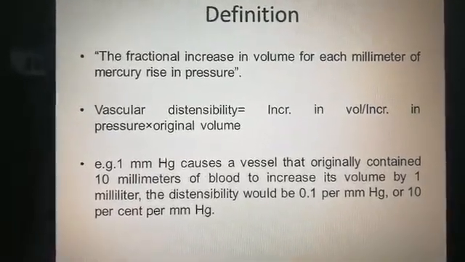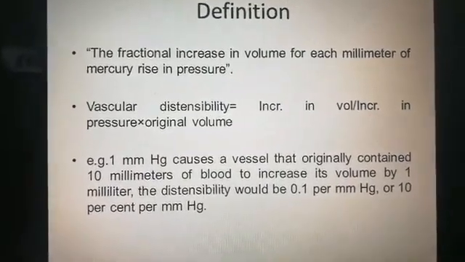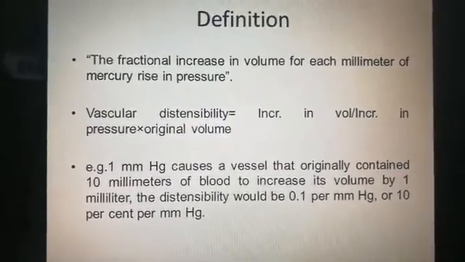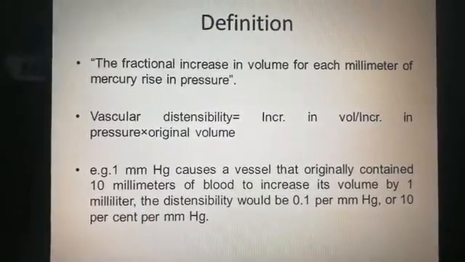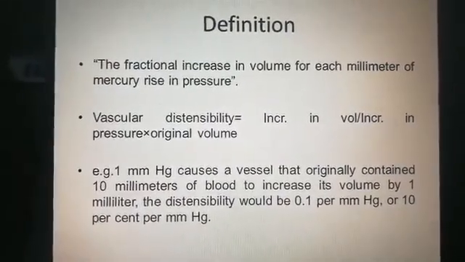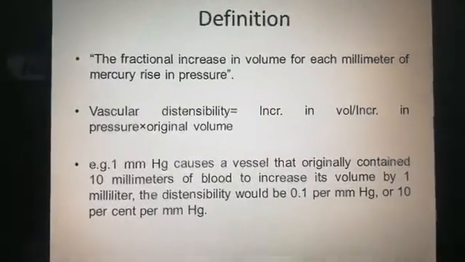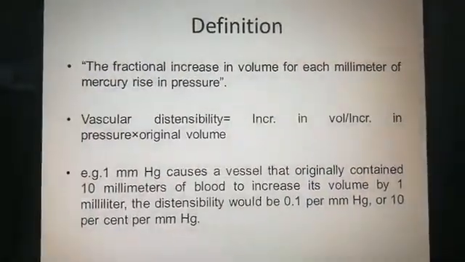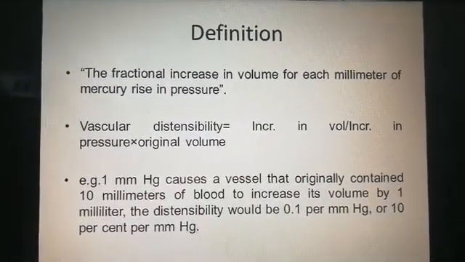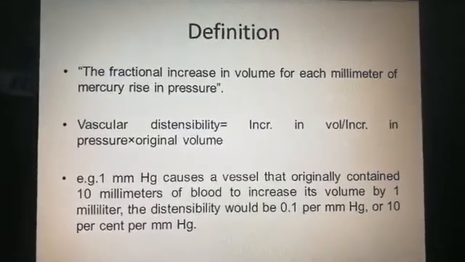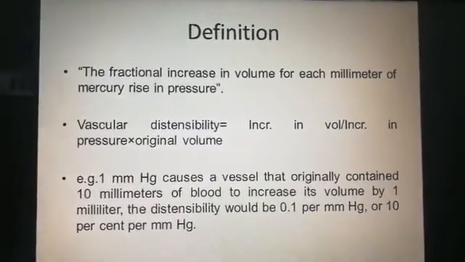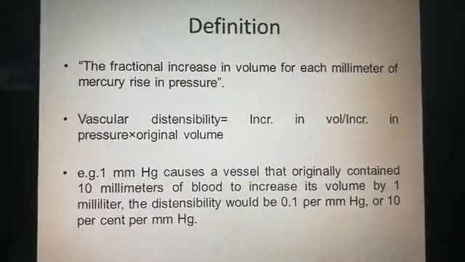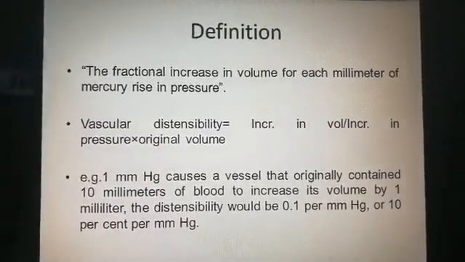And this is the definition: the fractional increase in volume for each millimeter of mercury rise in pressure. So when the pressure increases, there is an increase in volume. Why? Because when the pressure increases, there is dilation of the vessels. There becomes more space in the vessels, and when there is more space, more blood comes to that space, and so more volume is there.